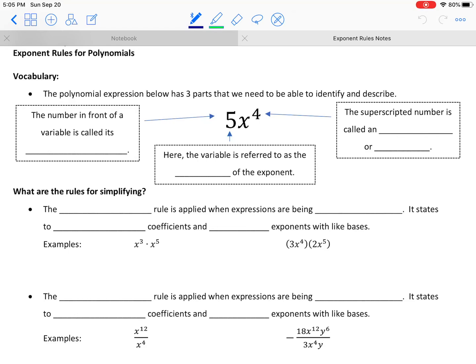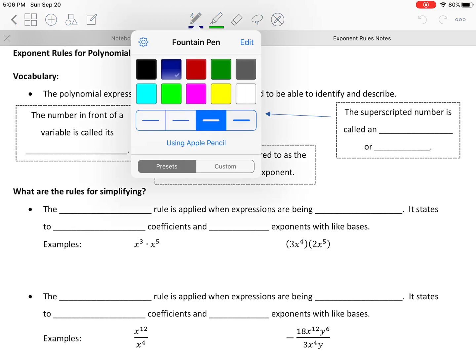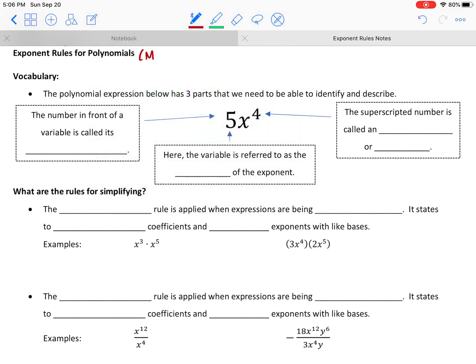Hello and welcome to our lesson on exponent rules for polynomials. Specifically, the polynomials that we're going to be looking at today are monomials. That means these polynomials will contain single terms. And the exponent rules that we're going to discuss are the rules that we apply when we multiply two monomials, or divide two monomials, or raise a monomial to a power. What happens with our exponents?